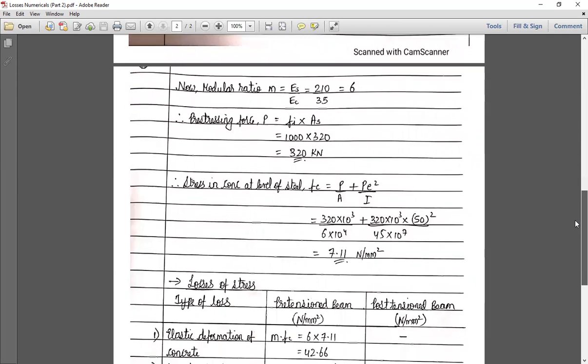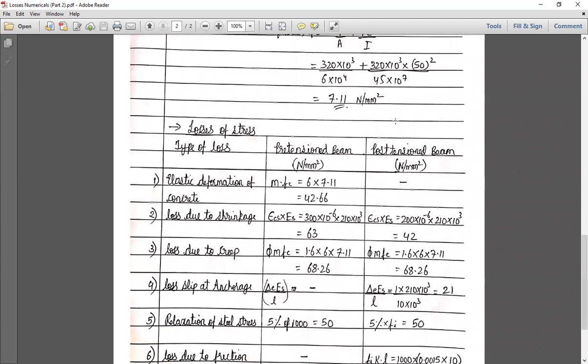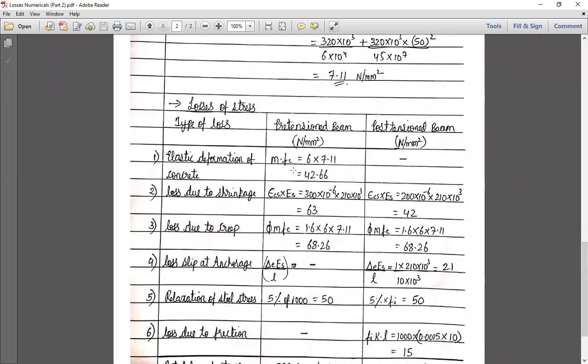After this, what you can do when such type of question is asked, so you can solve this in a tabular manner. So losses of stress, what I've done, so I have prepared a table. So these losses are for pre-tensioned and this is for post-tensioned. So you will understand which losses to be considered in pre-tension and which not to be considered in pre-tension. Okay, so first we will start with elastic deformation of concrete. So this is given by M into FC. So remember one thing, loss due to elastic deformation is only considered in pre-tensioned. It is not considered in post-tensioned beam.